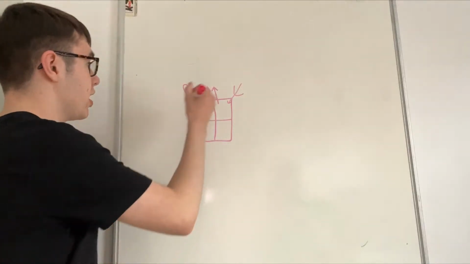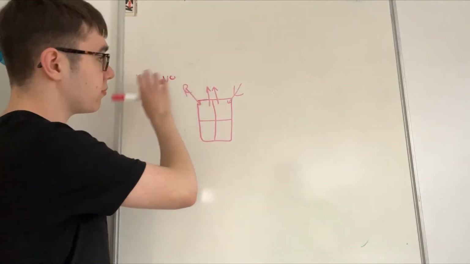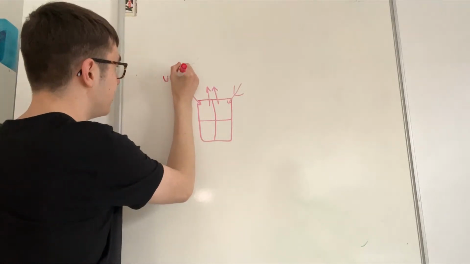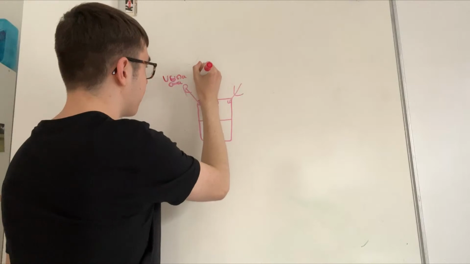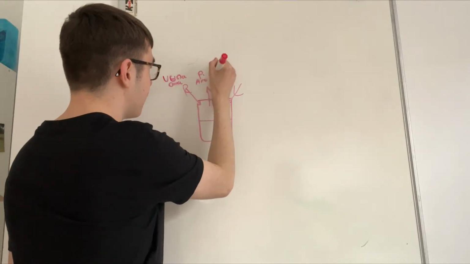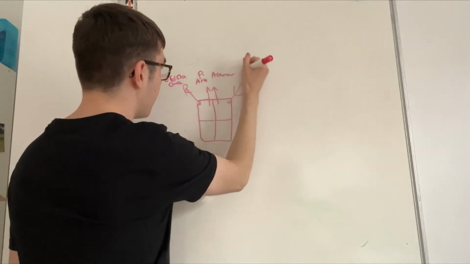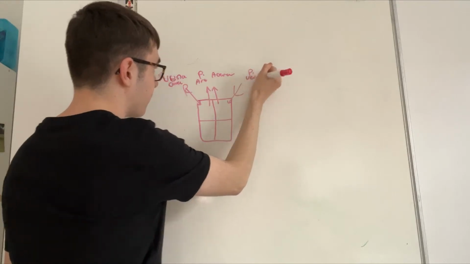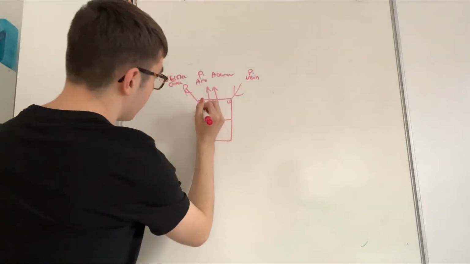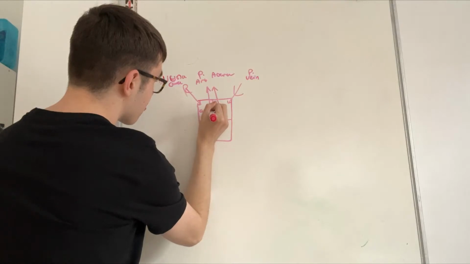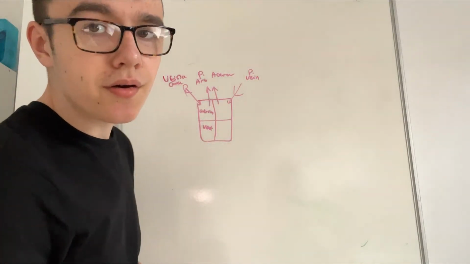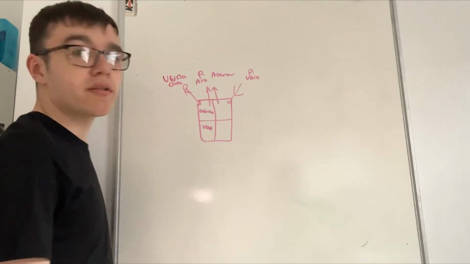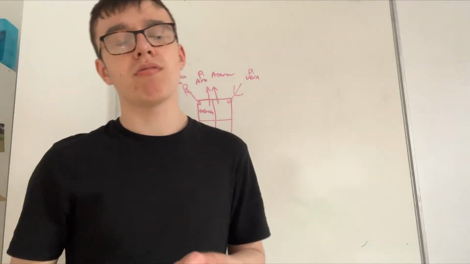But anyways, going from right to left, you have the vena cava, the pulmonary artery, the aorta, and the pulmonary vein. You have the atriums and the ventricles. Very nice. But now, let's get into some actual exam questions.